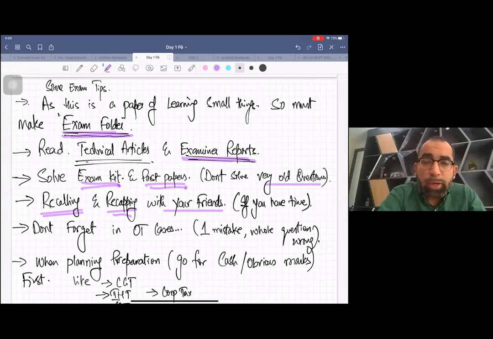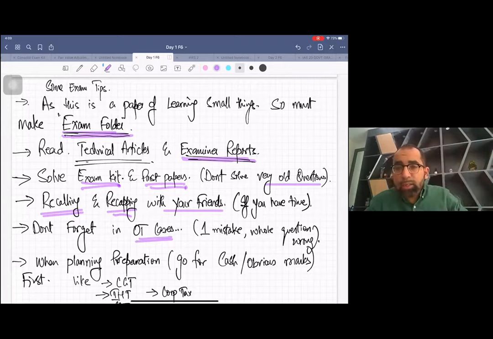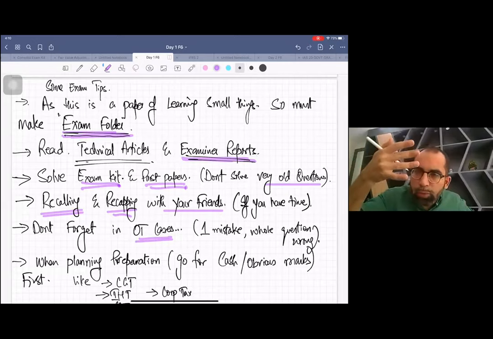Now, don't forget in OT cases, very important line, listen. In section B, there are three OT cases and one OT case contains five questions. One OT case is equal to 5 questions. Please don't sleep. For example, you are doing one MCQ in the OT cases area in section B, and there are four options of true and false.